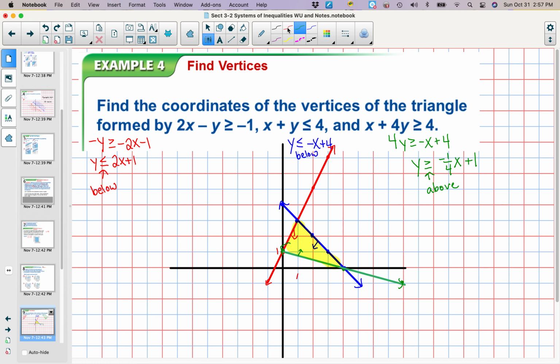But I'm not asked just to do that. I'm asked to find the coordinates of the vertices. Well, these are really easy to see because I get 4, 0, and this would be 0, 1, and this would be 1, 3. So the vertices are just where the lines intersect. So the corners of my triangle, and those would be the vertices, and now I have finished the problem.